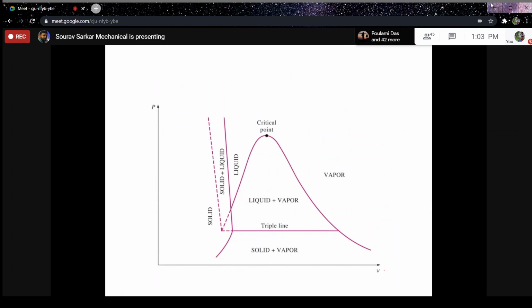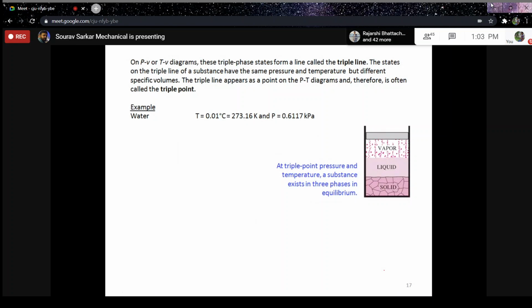So if I tell you the definition of the triple line: on a PV or TV diagram, the triple phase states form a line called the triple line. The states on the triple line of a substance have the same pressure, the same temperature, but different specific volume. What does different specific volume mean? It means the vapor has a different specific volume and the liquid has a different specific volume. So multiple phases exist at the same time.